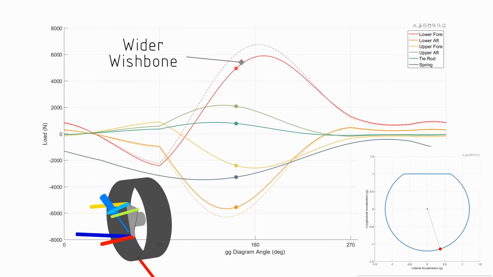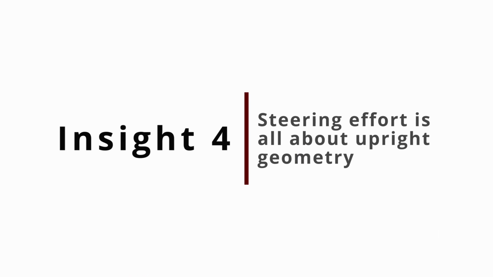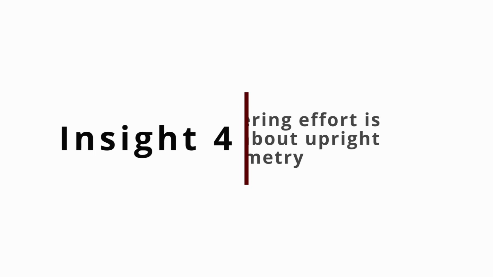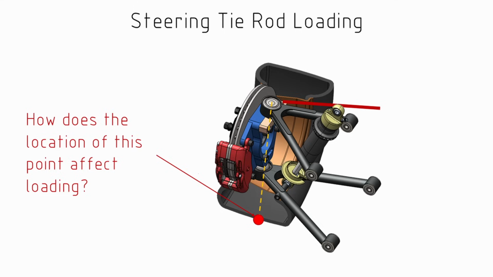Now, some of these changes are a little bit harder to implement in different cases, as you're often restricted by the rest of the packaging of the vehicle. But we will look for opportunities in the design to take these small but real gains. And the fourth insight is that the geometry that you use for your upright is going to have a big effect on your steering loads, or the loads in that steering tie rod. And in this, we're going to look at both the effect of a scrub radius and the effect of mechanical trail on those steering tie rod loads.